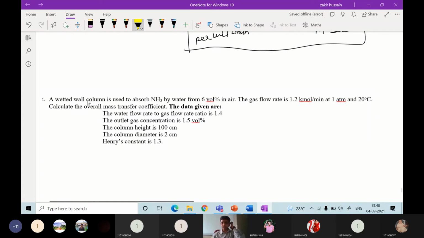So here a wetted wall column is used to absorb NH3 by water. So NH3 and water are there. From 6 volume percentage in air, the gas flow rate is 1.2 kmol per minute, meaning G. So 1 atm is the pressure and T is 20 degree centigrade. Calculate the overall mass transfer coefficient. The given data is the water flow rate to gas flow rate, meaning liquid to gas. So L by G is nothing but 1.4. So here G is already given, 1.2. Then the outlet gas concentration is 1.5 volume percentage. So this is inlet, this is outlet.